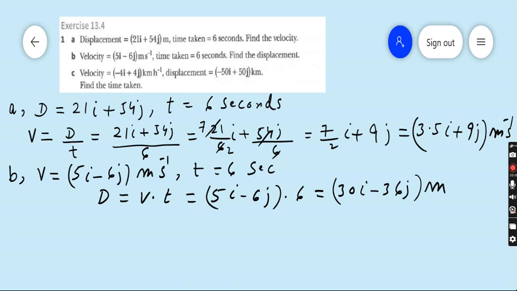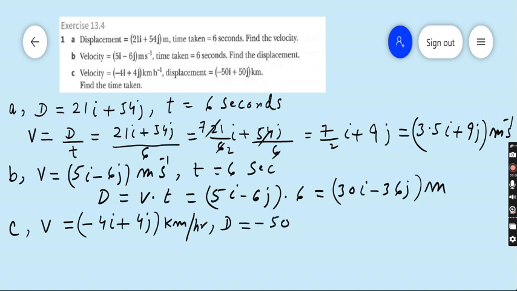Now move to part C. What is part C? Velocity v is given as minus 4i plus 4j kilometers per hour. Displacement D is given as minus 50i plus 50j kilometers.